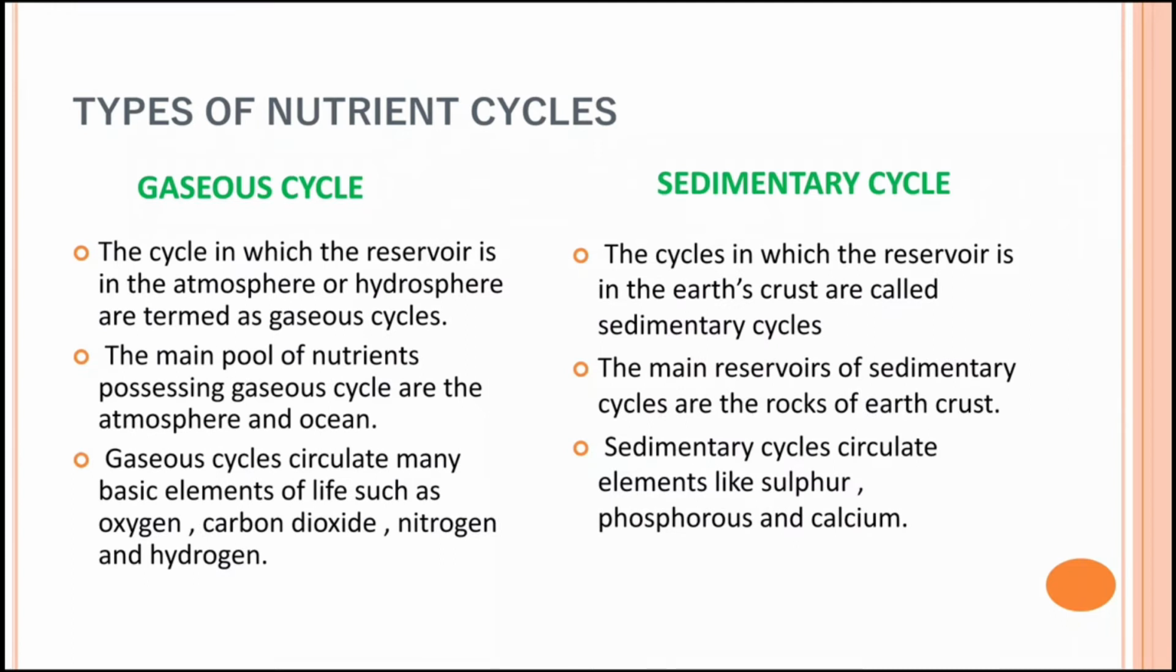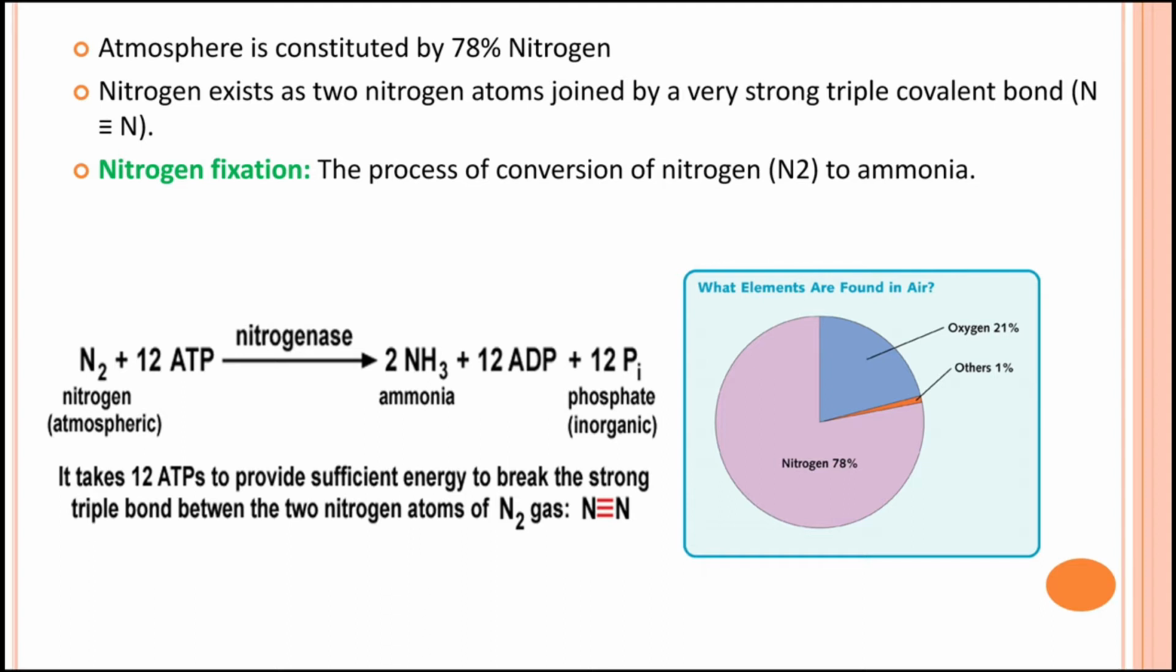Now we have two types of nutrient cycles: the gaseous cycle and the sedimentary cycle. The elements which are a part of the gaseous cycle have their reservoir in the atmosphere or the hydrosphere. Atmosphere is the gaseous blanket around the earth, while hydrosphere is your oceans and seas and your freshwater bodies. For the sedimentary cycle, the reservoir lies in the earth's crust. Examples of gaseous cycles are the carbon dioxide, nitrogen, oxygen and hydrogen cycles, while sedimentary ones are the sulfur, phosphorus and calcium cycles. Now we are going to understand the nitrogen cycle in detail.